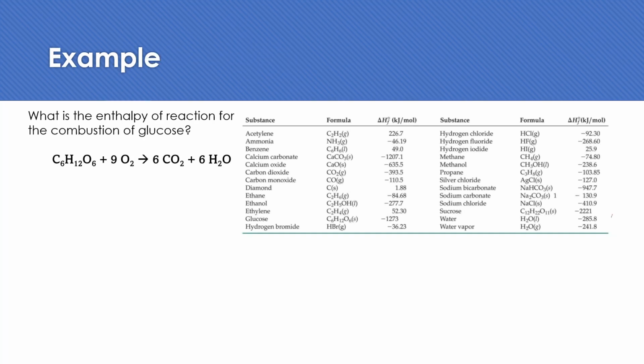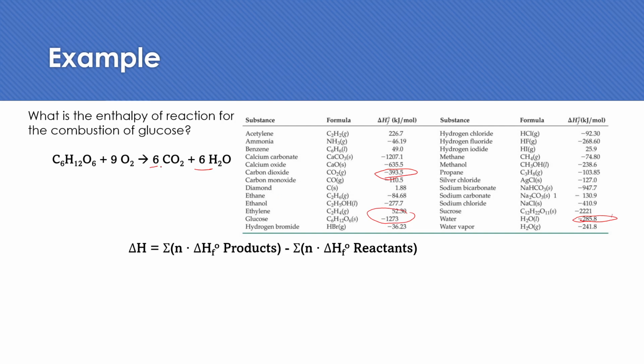Okay, so what is the enthalpy of reaction for the combustion of glucose? Glucose combusts following this reaction: 1 glucose plus 9 oxygens gives me 6 carbon dioxides and 6 waters. Here's my formula. So what are my products? Well, I've got 6 of each, and my heat of formation for carbon dioxide is here, and my heat of formation for water, it's liquid water, is here. And then for my reactants, I've got glucose, and then I've got oxygen, which is going to be 0.